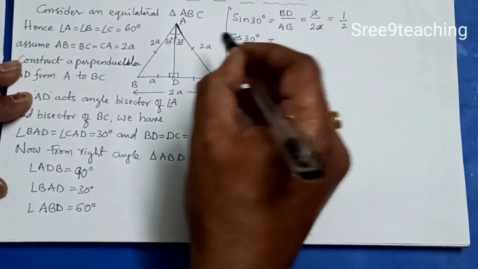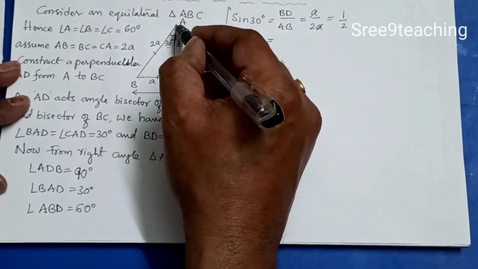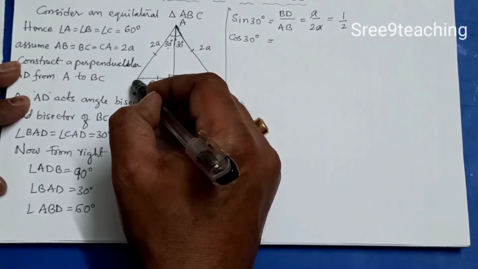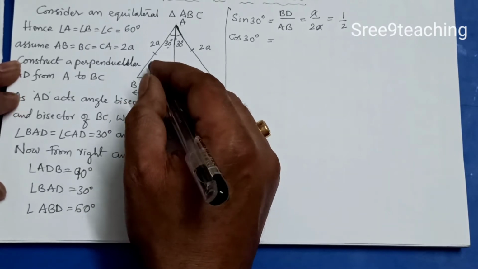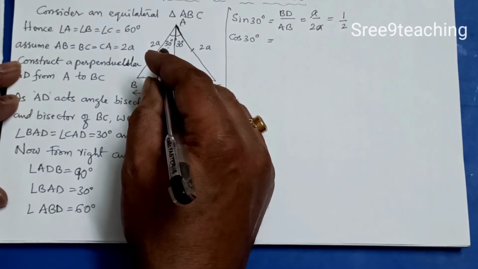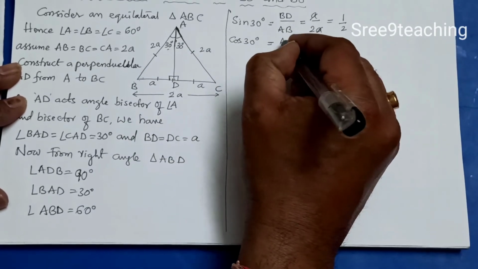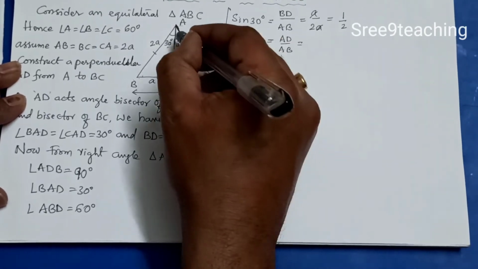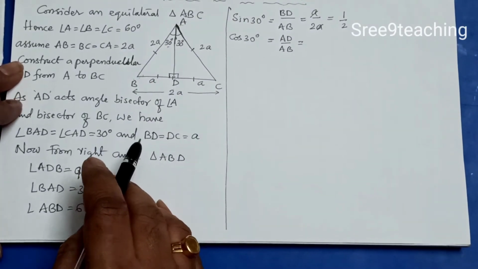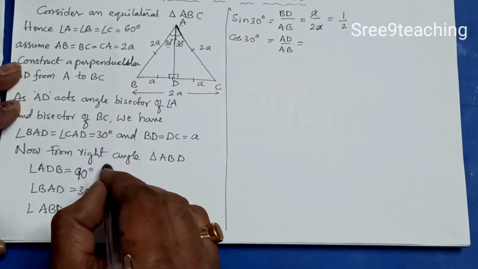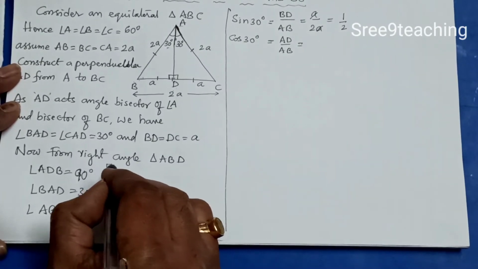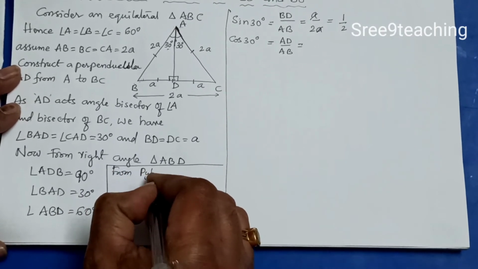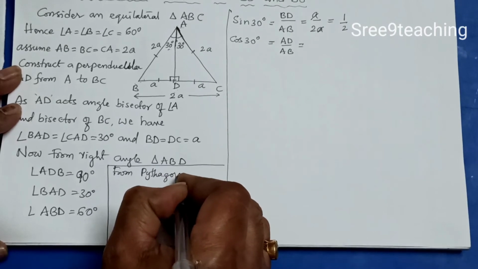Now let us find cos 30 degrees. For 30 degrees, the adjacent side is AD and this will be the hypotenuse, because the formula for cos is adjacent side by hypotenuse, that is AD by hypotenuse AB. Now we have to find the AD value. Let us find the AD value by using the Pythagoras theorem.